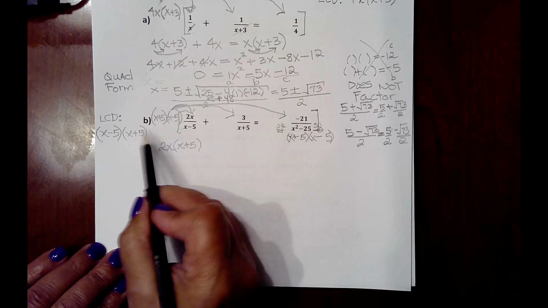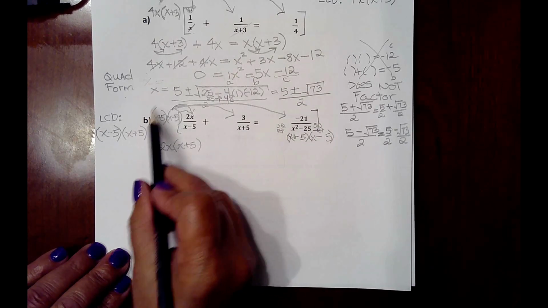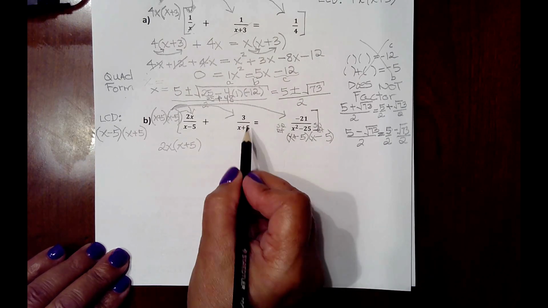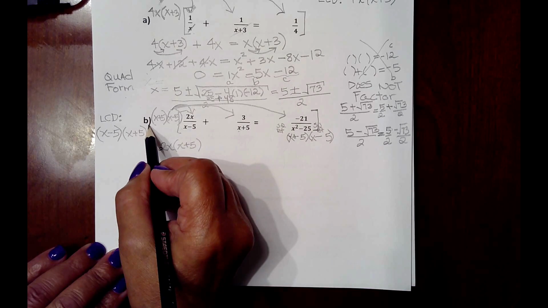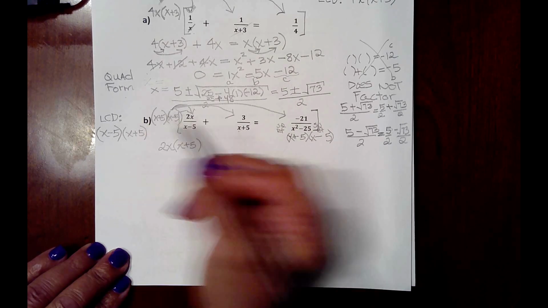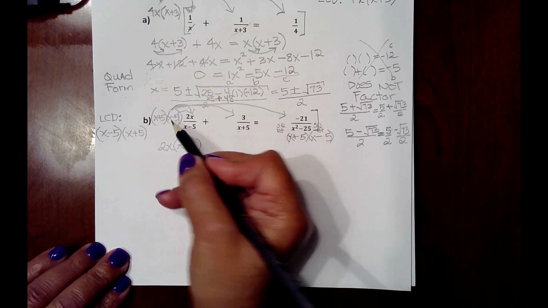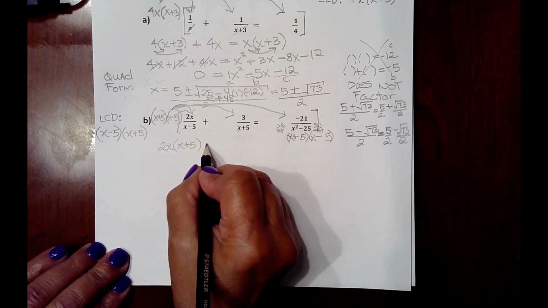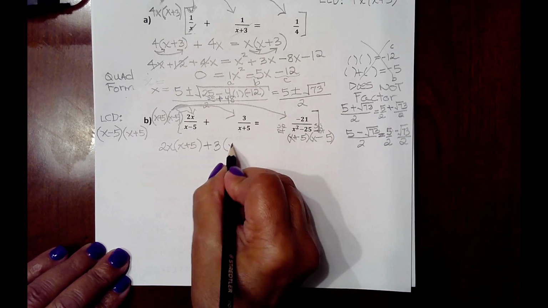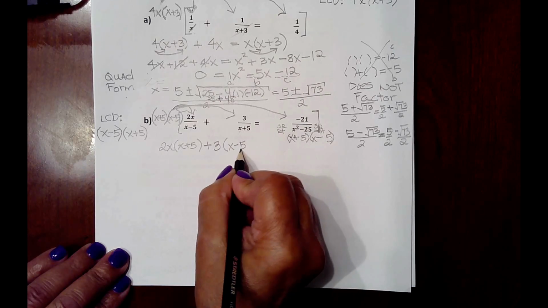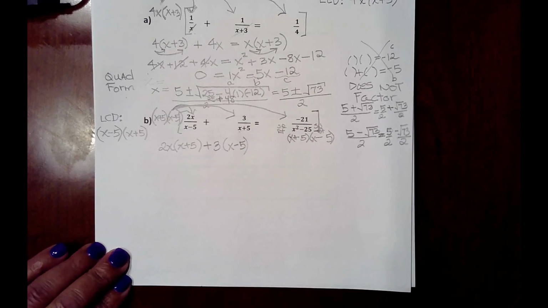Okay, when you multiply this LCD, still out here, by the next fraction, this x plus 5 would cancel with this x plus 5, and you'd have 3 times x minus 5 left over. Bring down that plus sign. 3 times x minus 5. These would be the things that didn't cancel with anything.